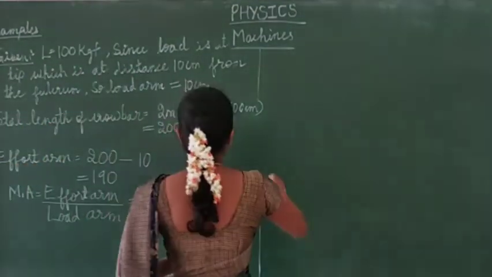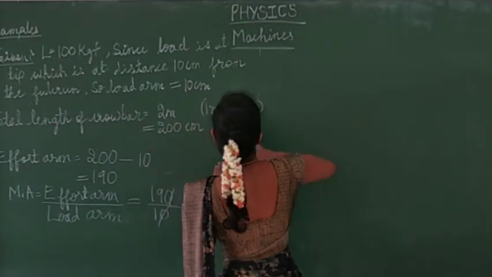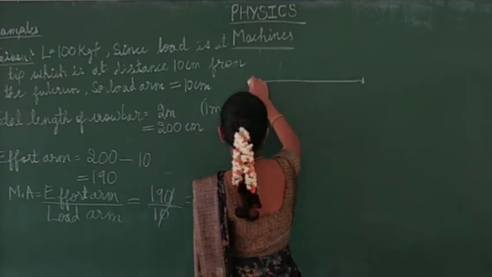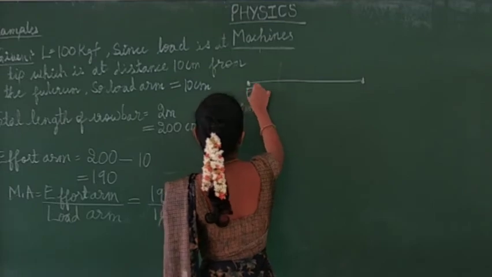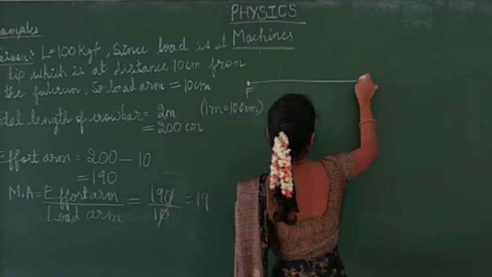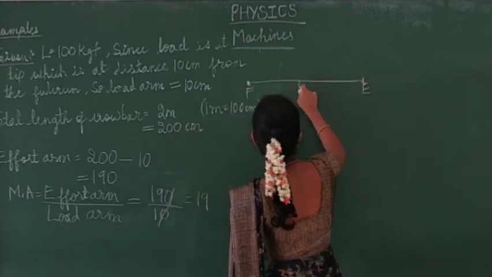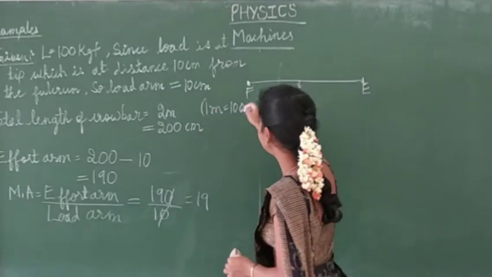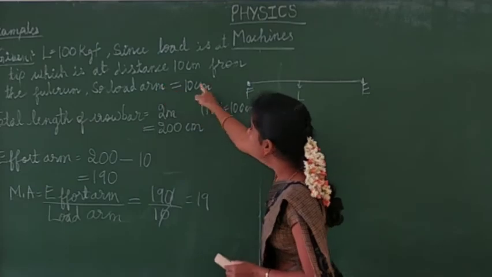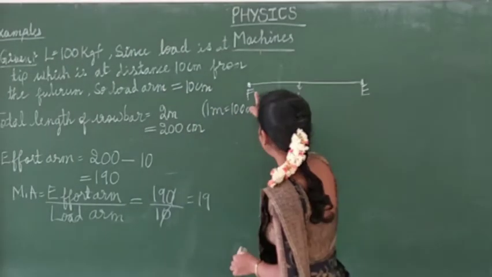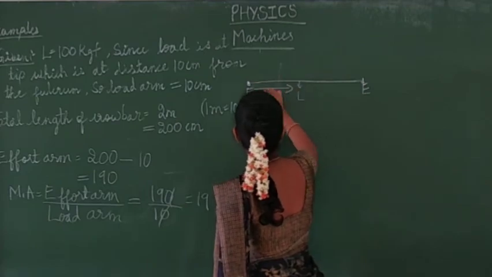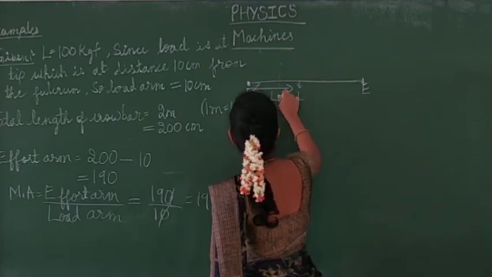So consider here, let me draw the diagram. This is the fulcrum, and this is the effort, in between you are having the load. Since the load is at the tip, the distance from the fulcrum to the load is nothing but the load arm. This is called load arm.